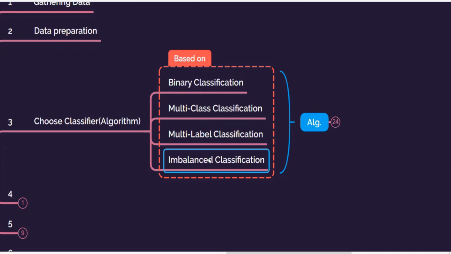And then imbalanced classification is, in that, between two classes, it will be more focused on one class instead of the other class. The data set itself will be unbalanced data. So those we call imbalanced classification.